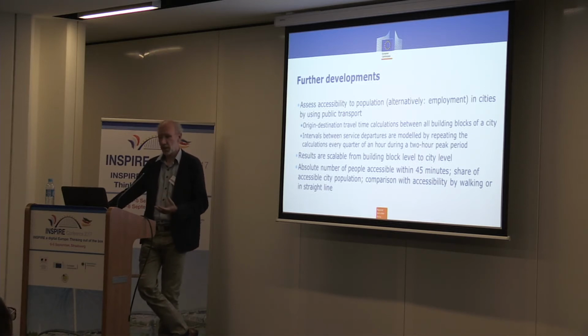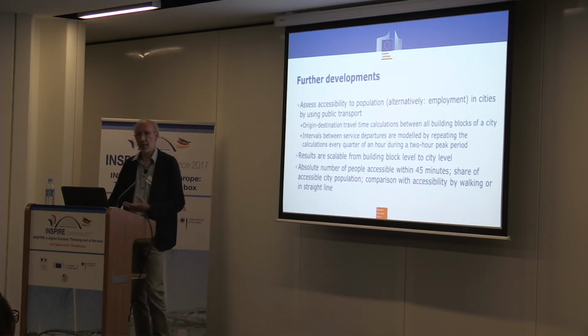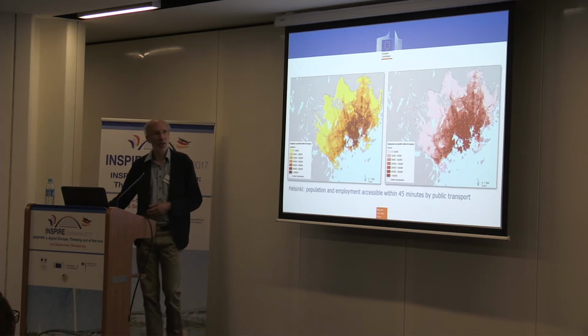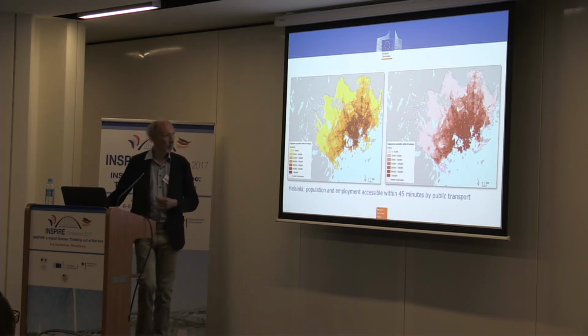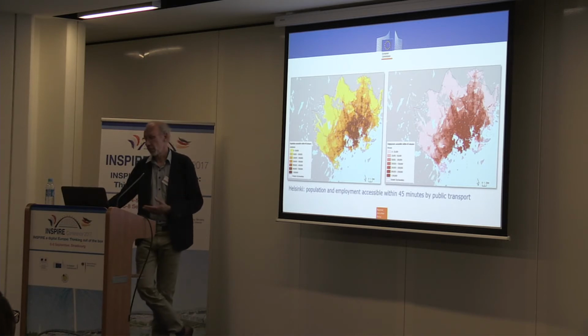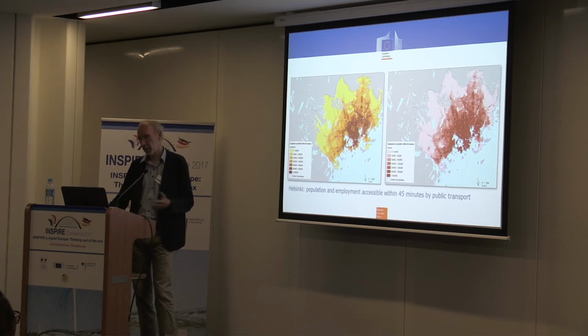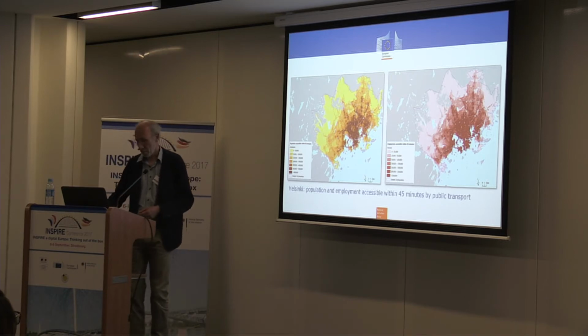But on the other hand, the advantage is that the results are scalable in terms of where you produce your indicators. You could produce an indicator of accessibility at building block level or go up to city level. And so in a few test cases, we assessed the absolute number of population or also employment accessible within 45 minutes of travel by public transport and combined by walking if required. And we can also derive some indicator of frequency of these services. This is work in progress. We are trying to extend this to many more cities, but there's still some computational challenge involved as well.